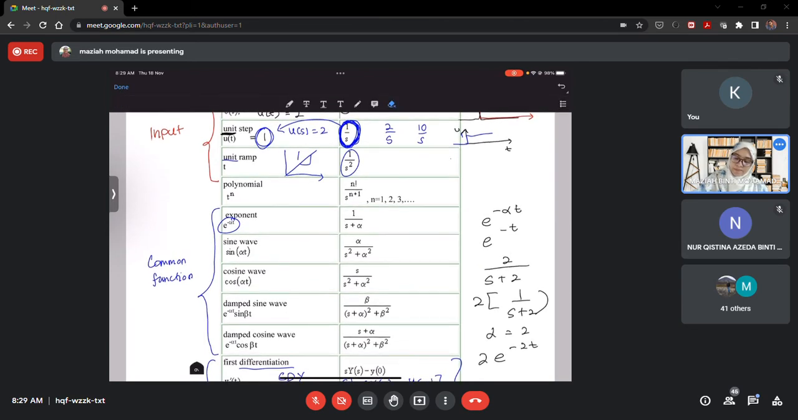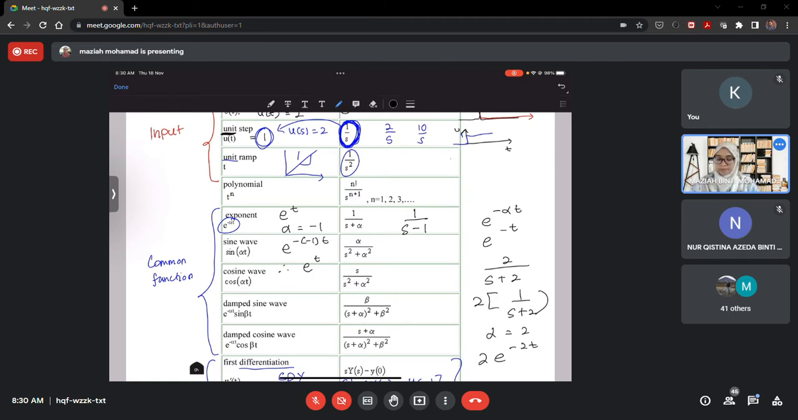Okay. So here our function is e to the power t. So therefore we consider alpha equal to minus 1, because if you replace e to the power of negative alpha t, you get e to the power t. Alright. So therefore in the Laplace domain it will become 1 over s minus 1.